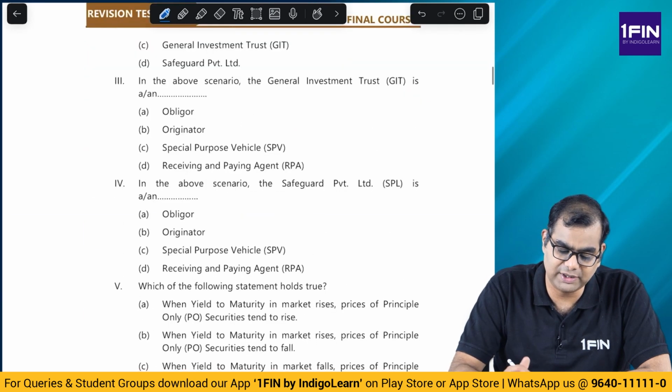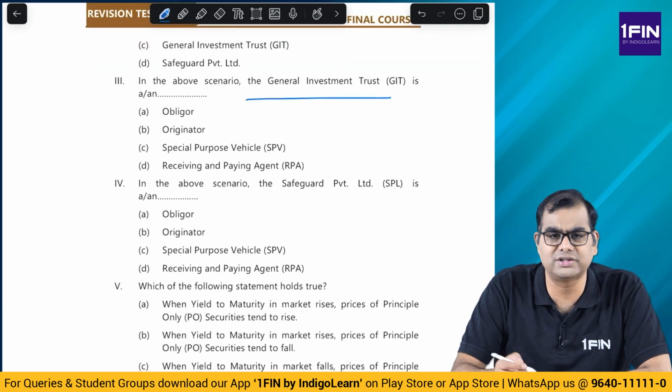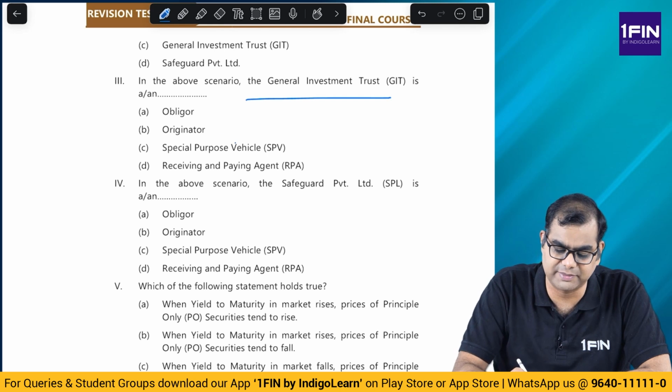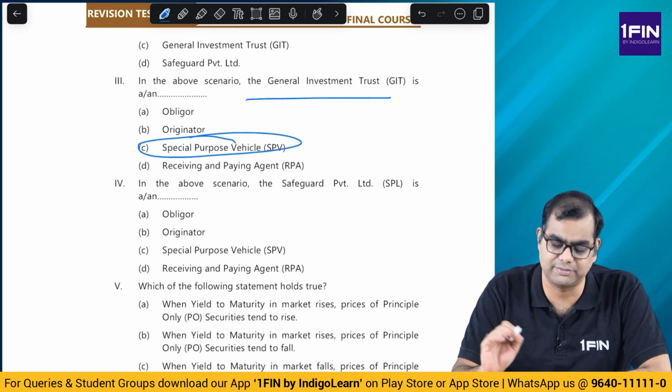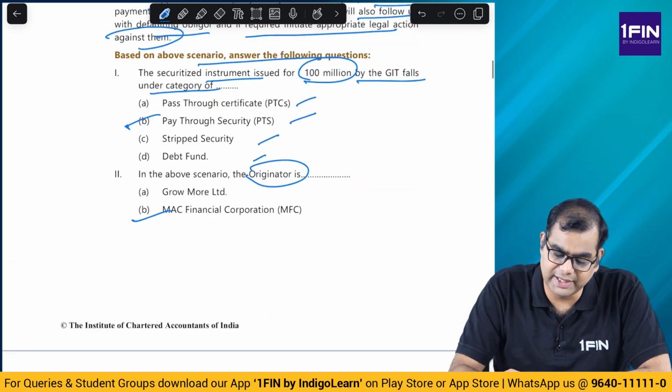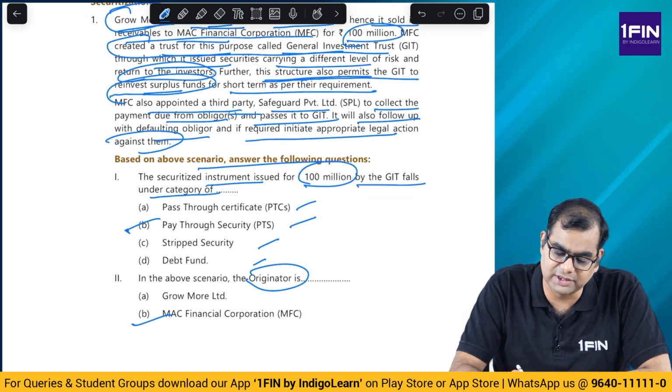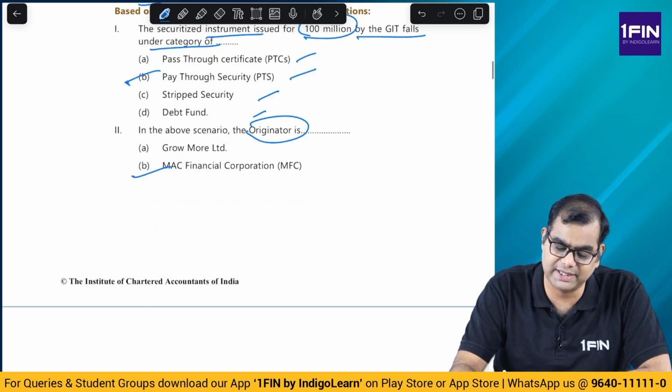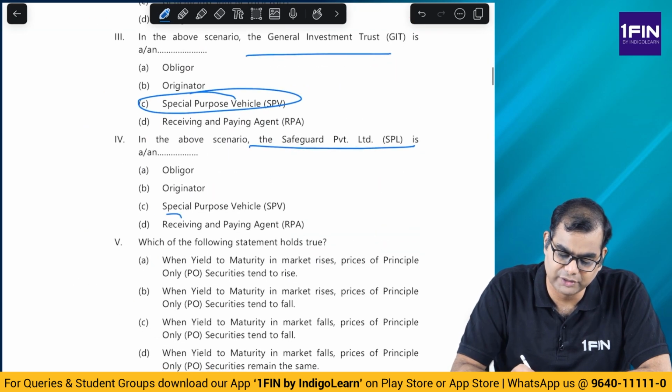Let us look at the next one. In the above scenario, GIT is what? GIT is the trust that has been created, so it is basically a special purpose vehicle. Very, very simple. In the above scenario, Safeguard Private Limited is whom? They are the ones who are collecting the money, appointed as a third party to collect the money. So they basically are the receiving and paying agent.